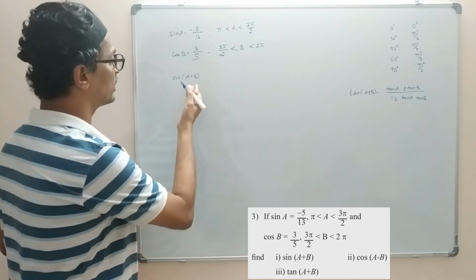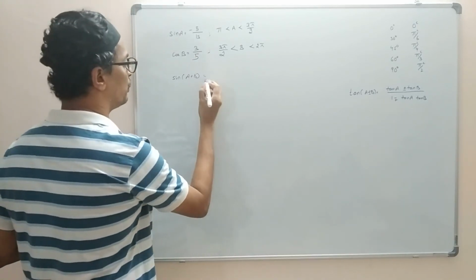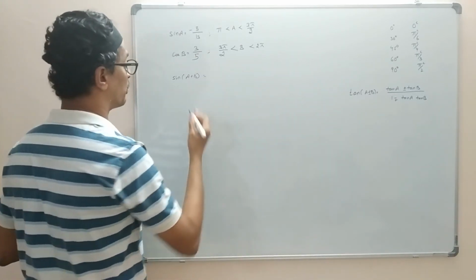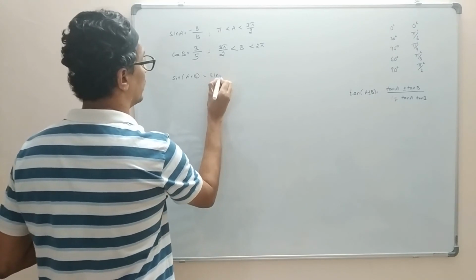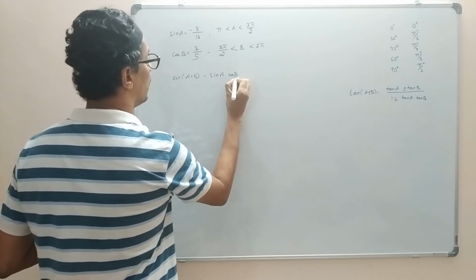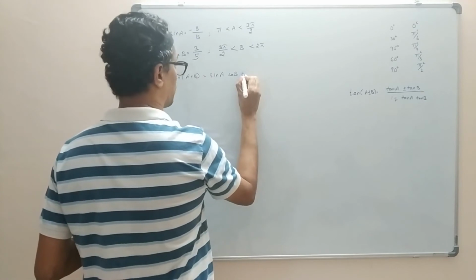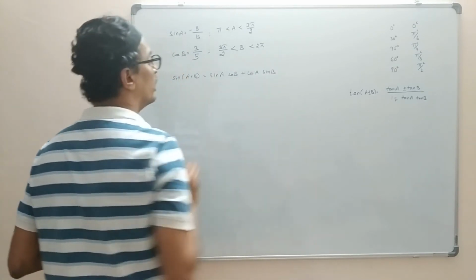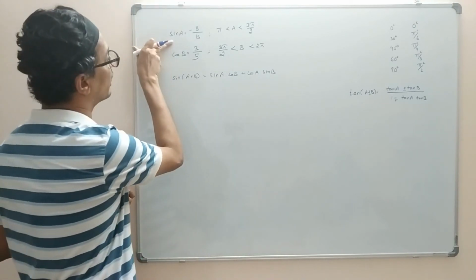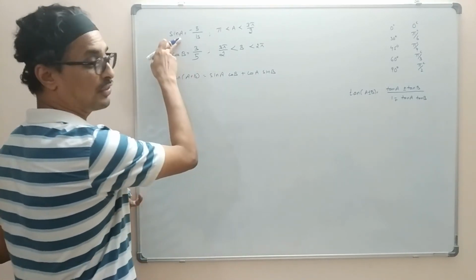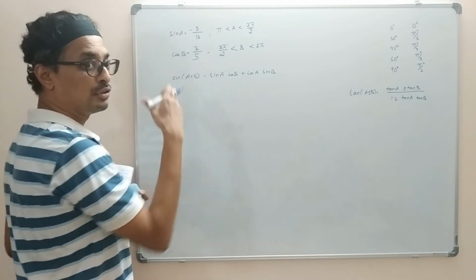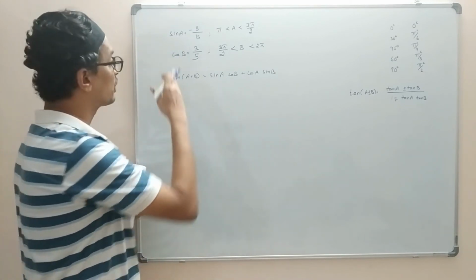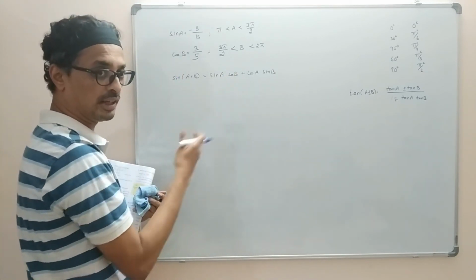For example, what is sine A plus B? You just use the formula: sine A plus B equals sine A cos B plus cos A sine B. Now you see they are given sine A and cos B, but you want to find cos A. How will you find cos A? You use the identity sine square theta plus cos square theta equals 1.